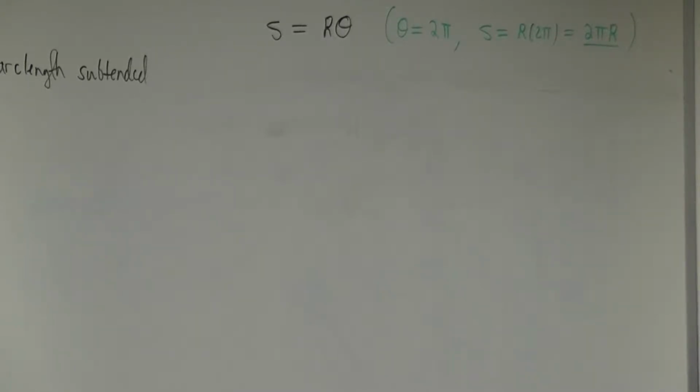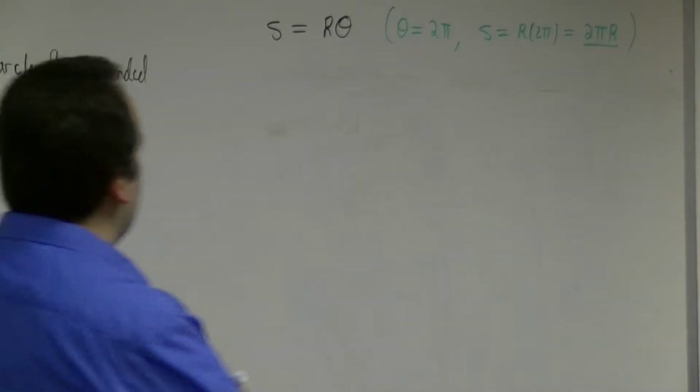I differentiated it. I found relations about the velocity of the center of mass as it relates to the velocity of the constituent particles. And I differentiated again. I found things about the acceleration of the center of mass relative to the constituent particles' accelerations. I'm going to play the same game here. Differentiate. What do we get?